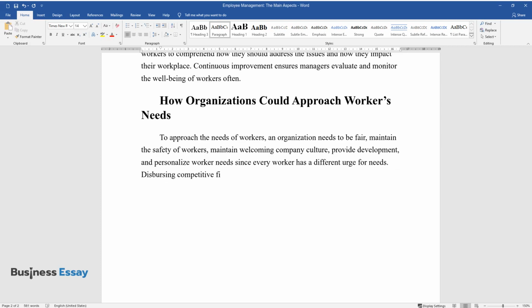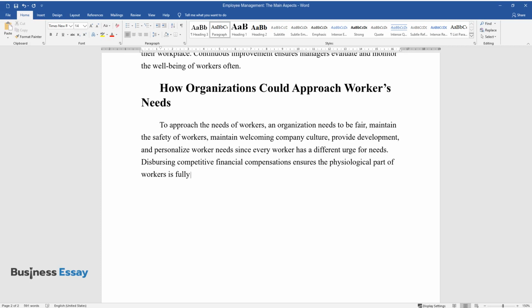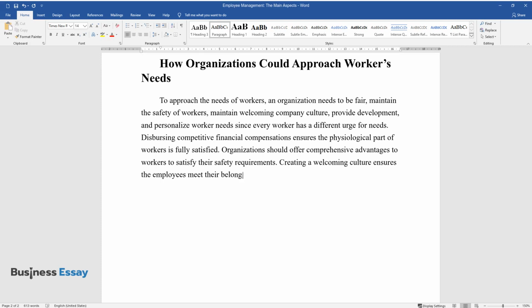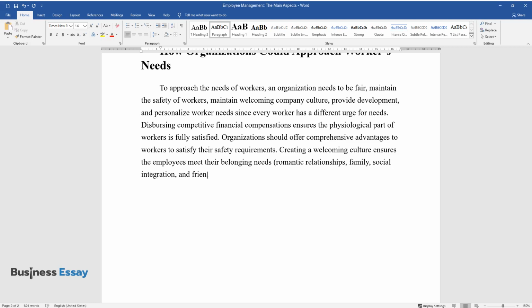Dispersing competitive financial compensations ensures the physiological part of workers is fully satisfied. Organizations should offer comprehensive advantages to workers to satisfy their safety requirements. Creating a welcoming culture ensures the employees meet their belonging needs, romantic relationships, family, social integration, and friendship.